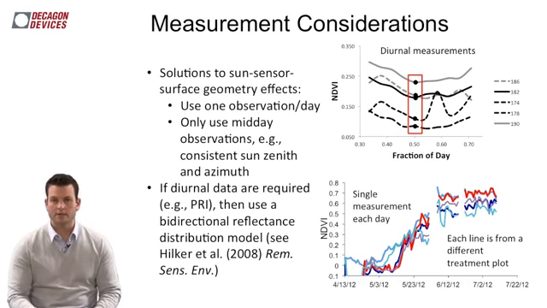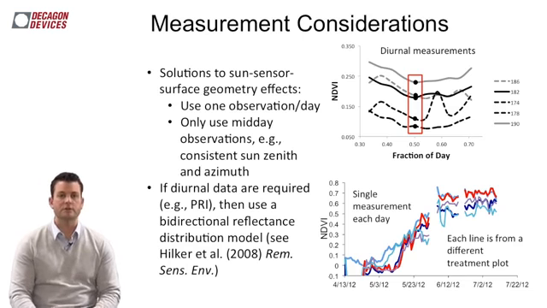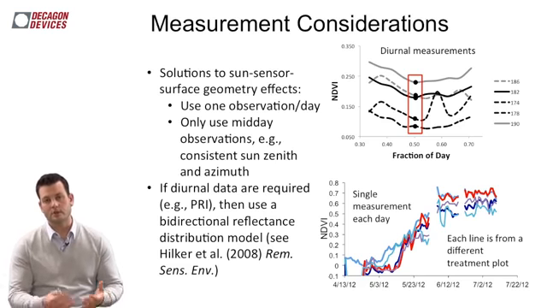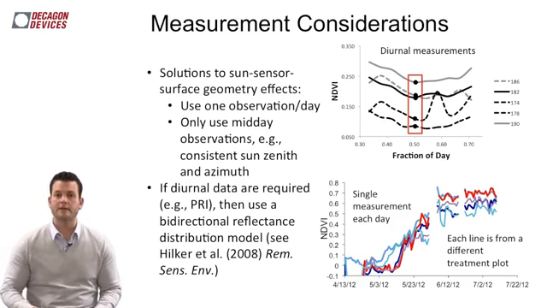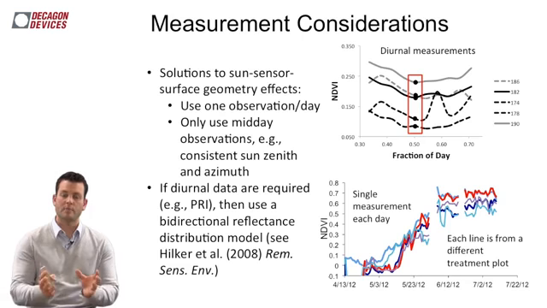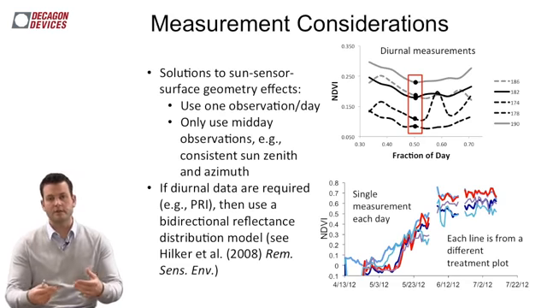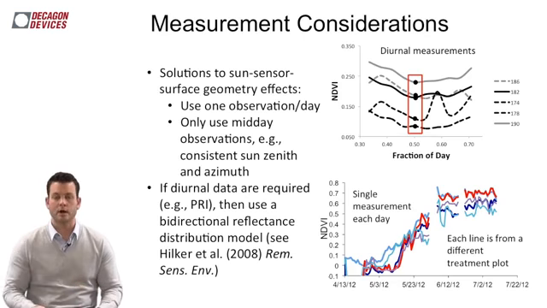And I'm not going to get into it here today, but for those of you who are interested in it right now, I would recommend that you consult a really nice paper by Thomas Hilker that was published in Remote Sensing of Environment in 2008. In that paper, he uses long time series diurnal PRI data and shows how to fit a bidirectional distribution function to those data, and then use the fitted model to correct all subsequent observations.